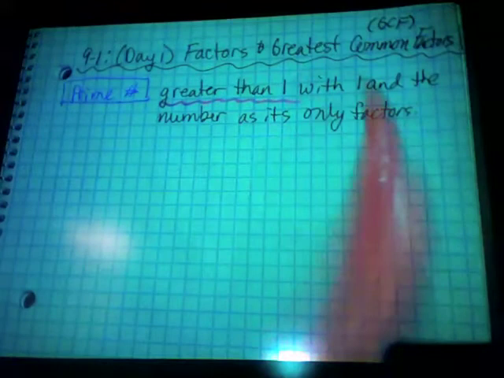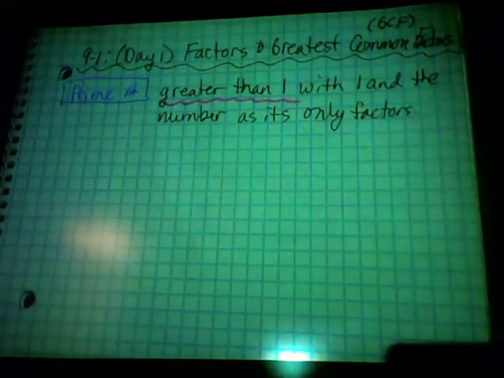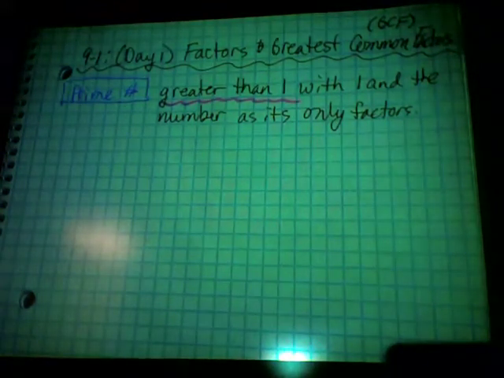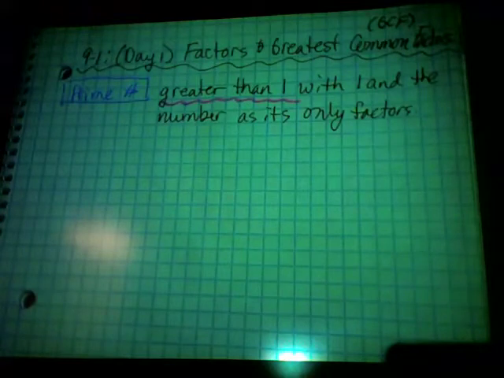Because the definition says greater than 1. That right there, because I could argue that 1 is prime until you tell me, oh, it has to be greater than 1. Oh, well, okay. Because technically you could argue that 0 is prime too, right? So that's why the definition says greater than 1.